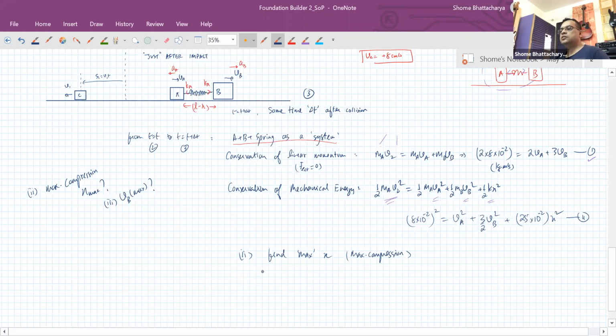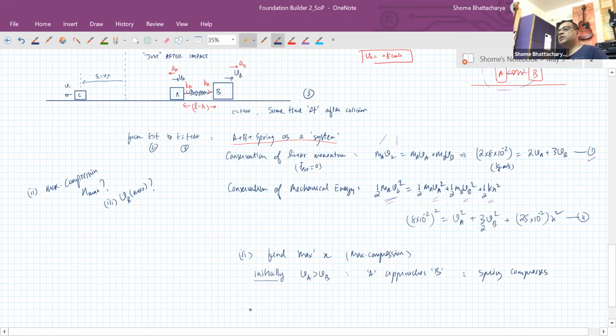Initially, VA is more than VB, na? Because A starts moving, B takes some time to pick up velocity, na? Because it has to accelerate from 0. So initially, when VA is greater than VB, what is happening? A is approaching B. So the spring is compressing.